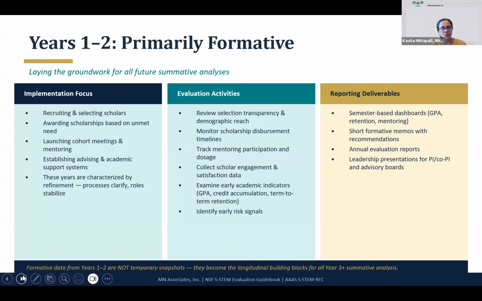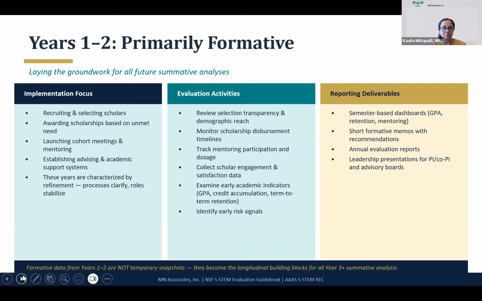So by the end of year 2, what happens is the year 1 GPA distribution becomes the baseline for year 3 persistence analysis. The participation records become explanatory variables in the later outcome models. The survey trend lines on belonging and financial stress also become the basis for tracking change.